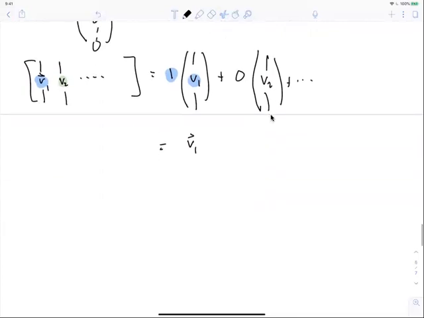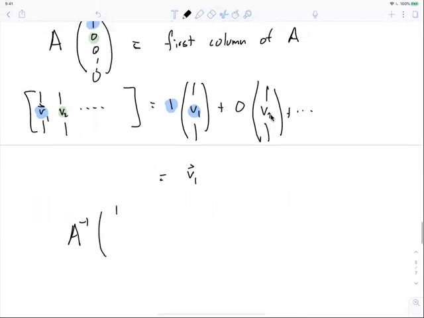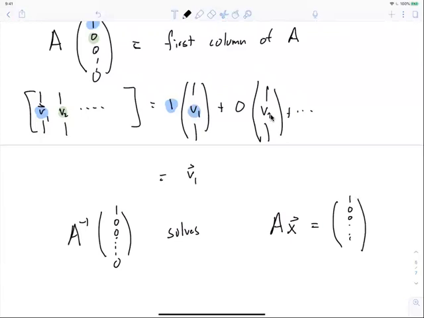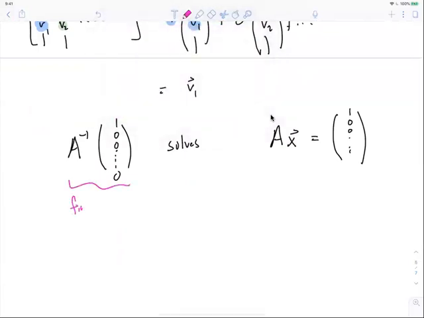And in much the same way, what should A inverse of this be? It solves the equation AX equals that one. So this is the first column. What is this? This should be the first column of A inverse. Whatever the first column of A inverse is, it should be whatever you get by multiplying a 1 in the first position and zeros elsewhere. But by definition, this has to solve that equation.